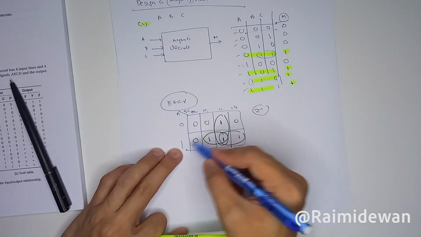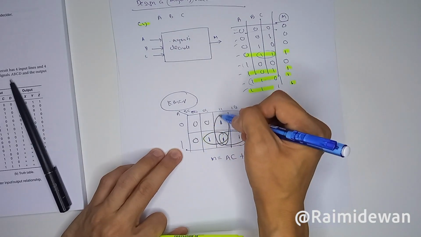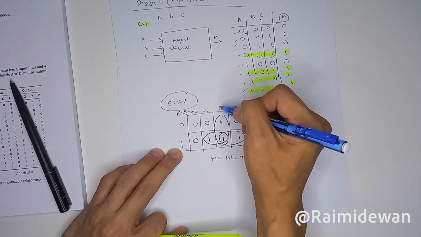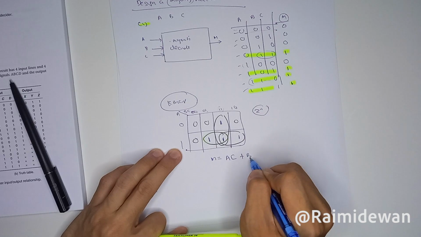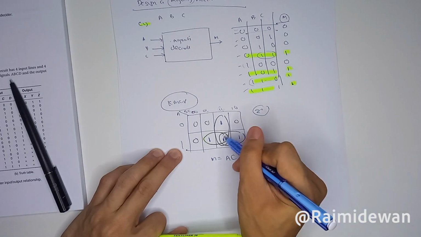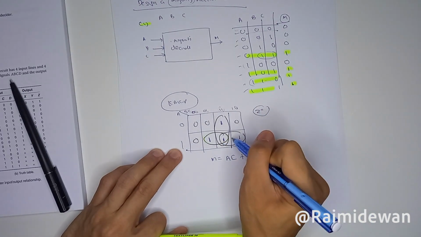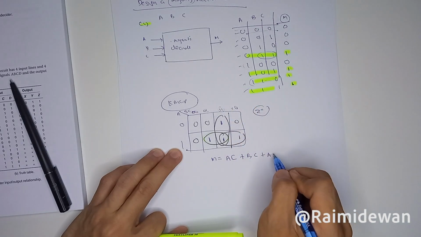Okay, and then this one, what is the common? We have B and C as the common for this loop, so it is BC. And how about this one? The common is A, and B is the common, so it is AB.